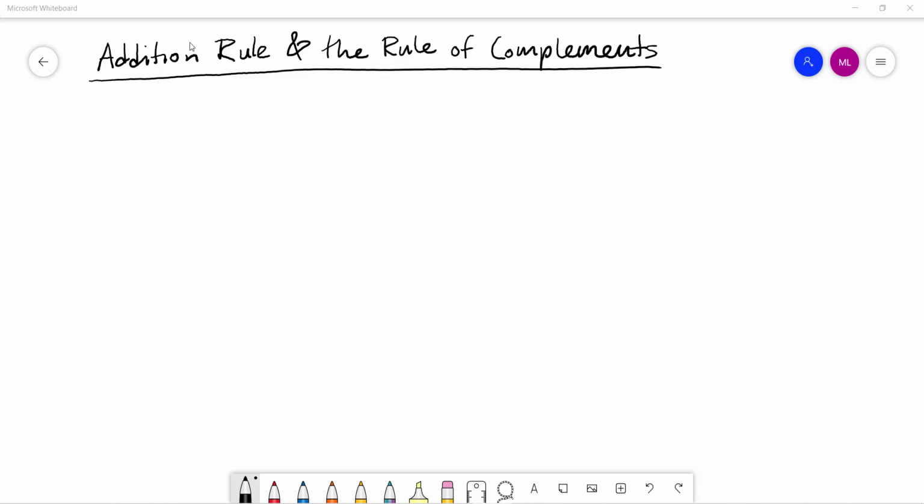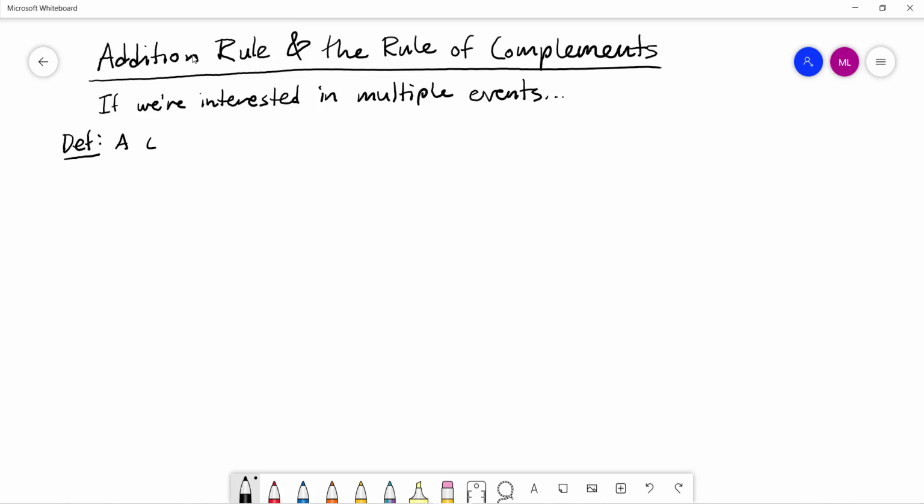So starting with the addition rule, what if we're interested in the probability of multiple events occurring? If we're interested in multiple events, then we're going to need a way to deal with that. There's more than one event that we're interested in. We're going to call that a compound event. So this is going to be our first definition here.